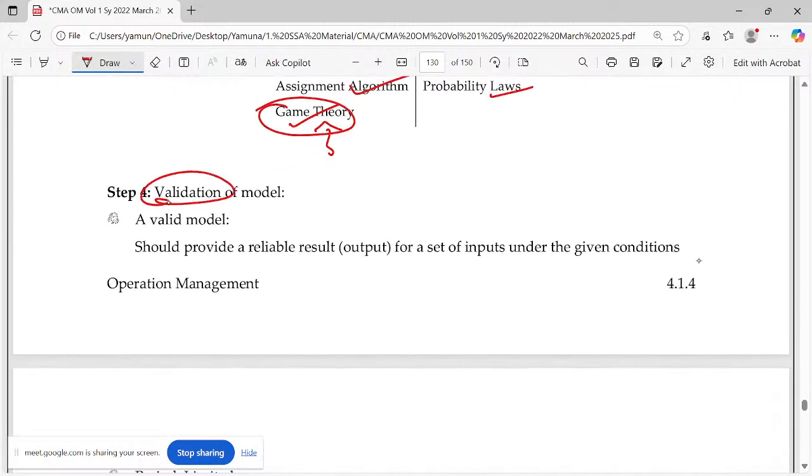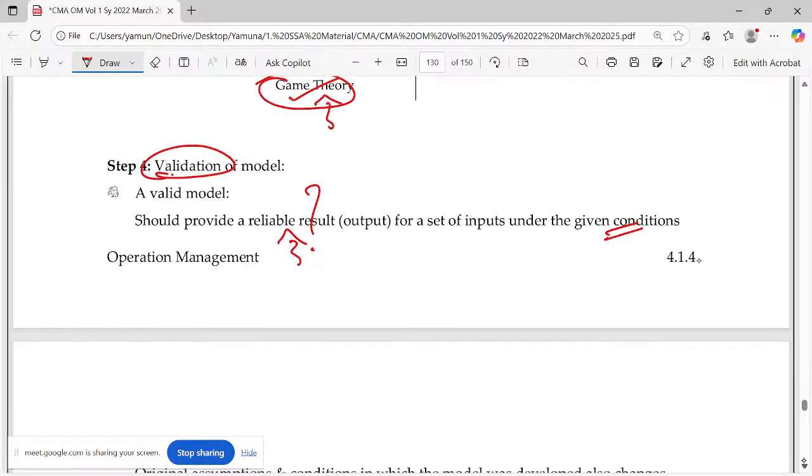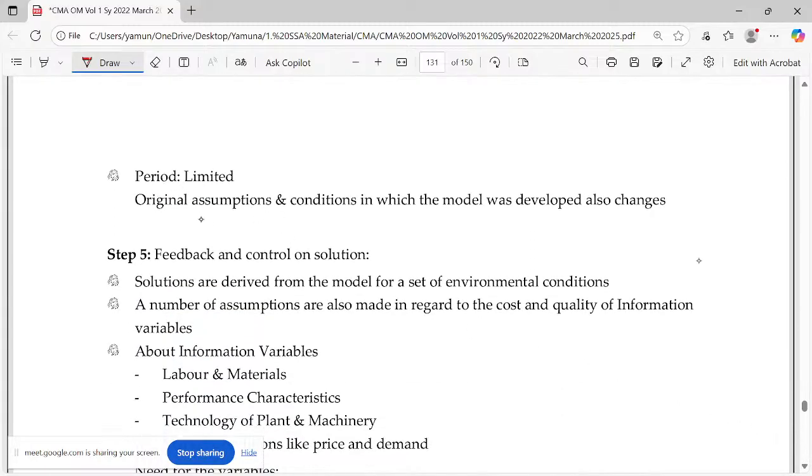Then we validate the model. So why do we need this validation? Validation is to know whether the result arrived at using this model is reliable or not. How do you say it's reliable? Because we are given some conditions or assumptions, and based on that we have to work. Some original assumptions will be there and sometimes we develop the model based on that. So we need to check. During that period that model was needed, but what happens in the future? Whether this is going to work.